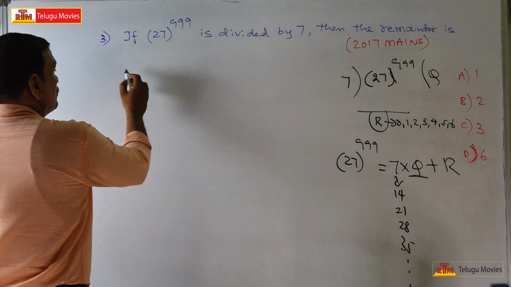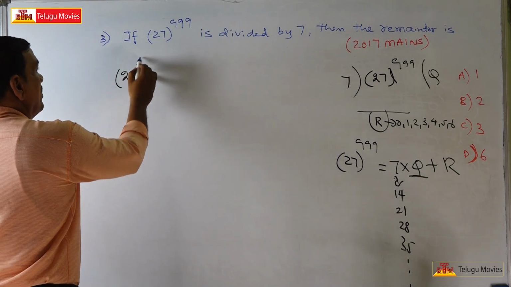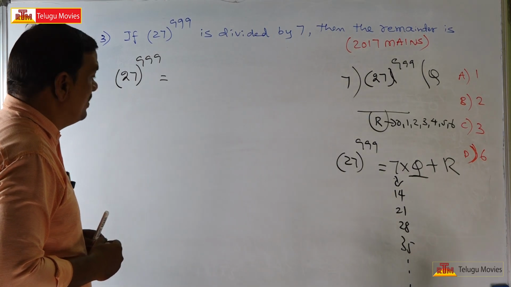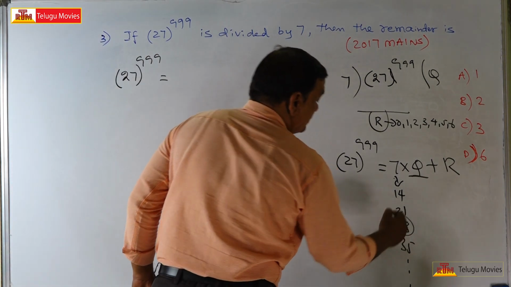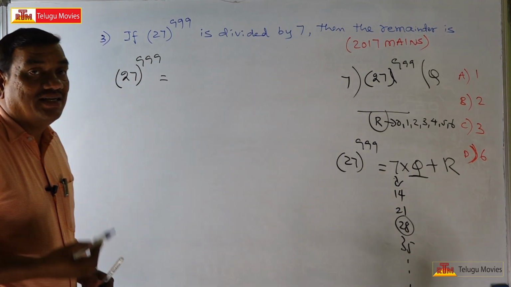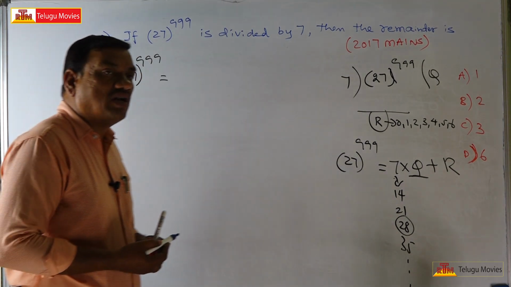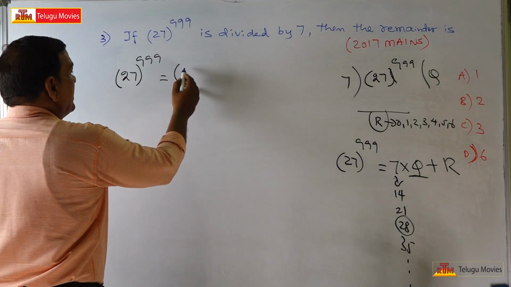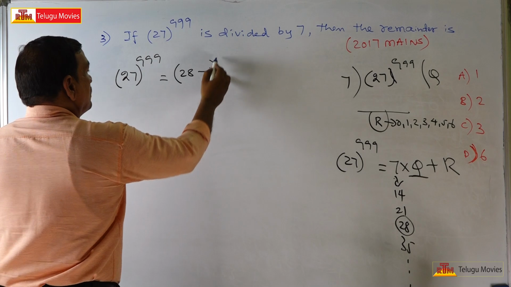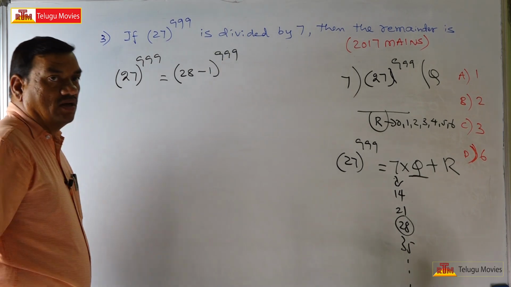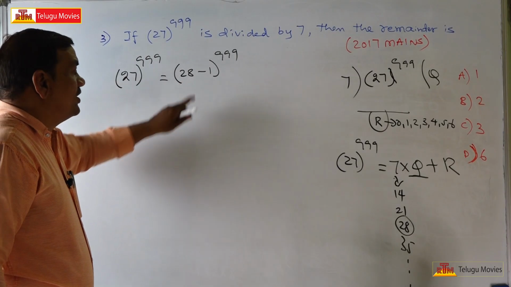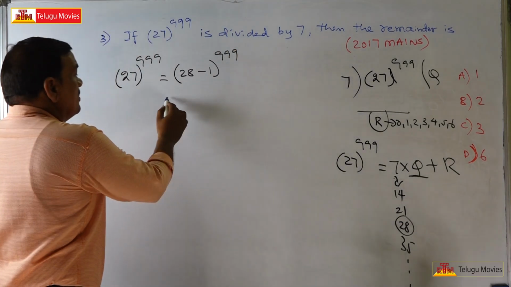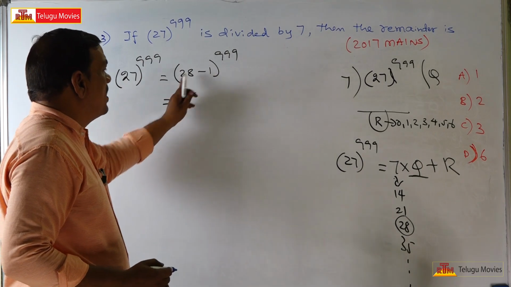So 27 whole power 999. What can you say here? 27, observe here, 28 is there. 28 is the multiple of 7. You may take 21 also, but it takes some time, so better you take 28. Can I write 27 as 28 minus 1 whole power 999? You may ask, sir, why have you taken 28? 28 is the multiple of 7, only that thing. So for our convenience, you take 1 minus 28.